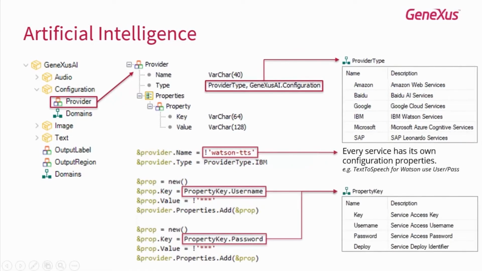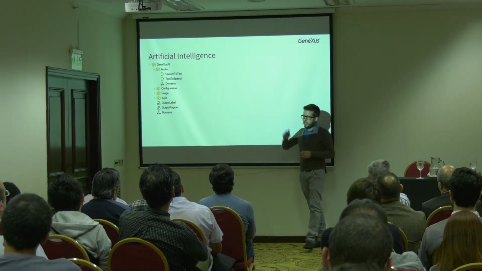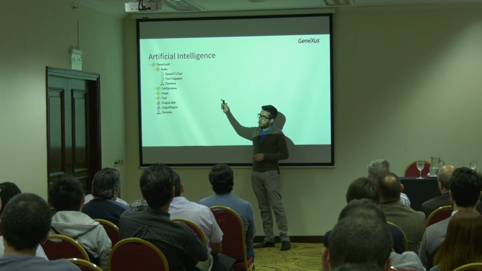This is the property key that is going to define the properties that are available. Key when it's an API key, username, password, usually done simultaneously, and then we are going to see the identifier of the deploy when we have custom models, not the default that each provider supplies.